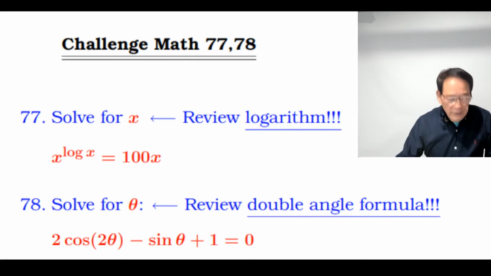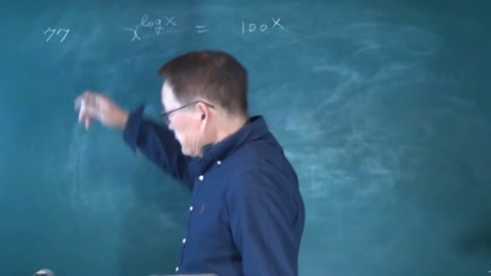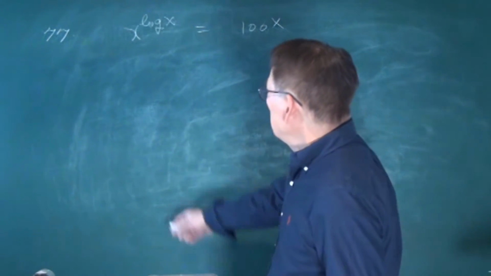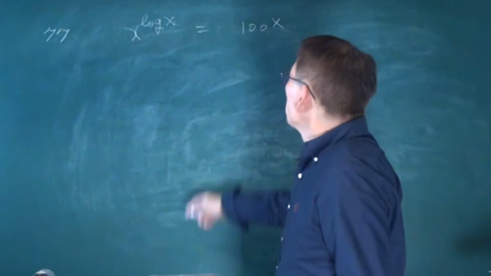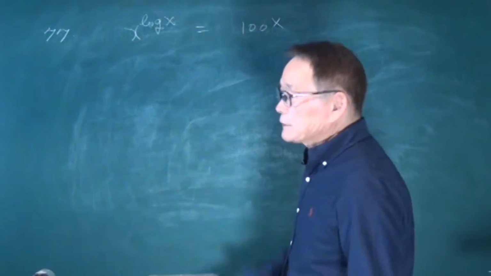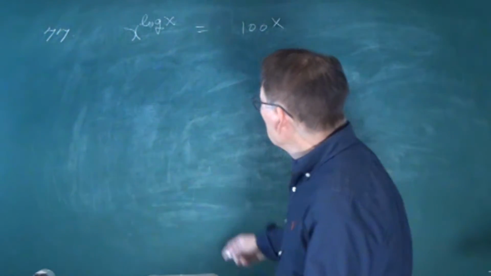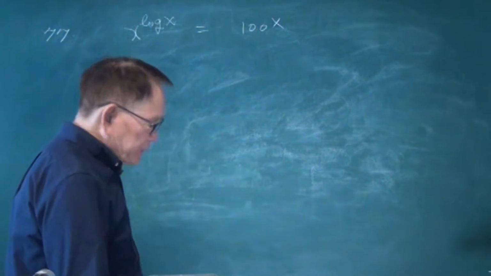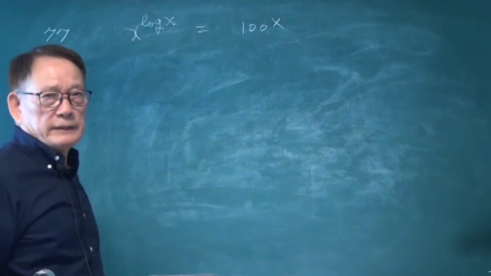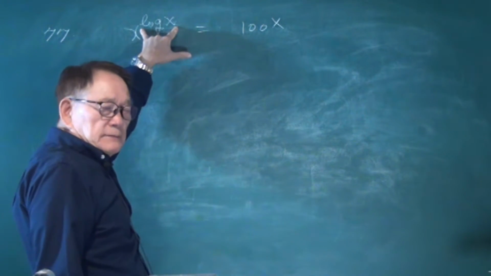Okay, now let's look at the work here. Question number 77, we have x to the log x power equal to 100 times x. We have only two terms here. Then, probably in this case also we need to manipulate. So we have in exponent position log x.